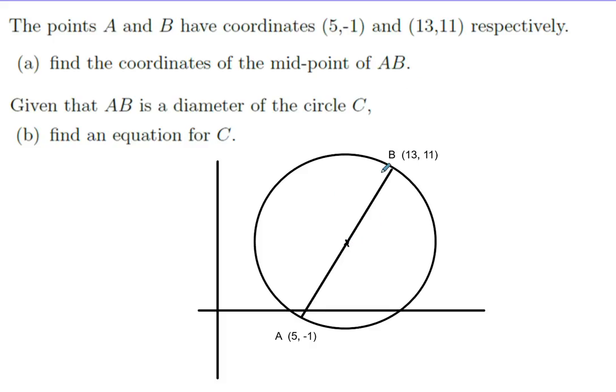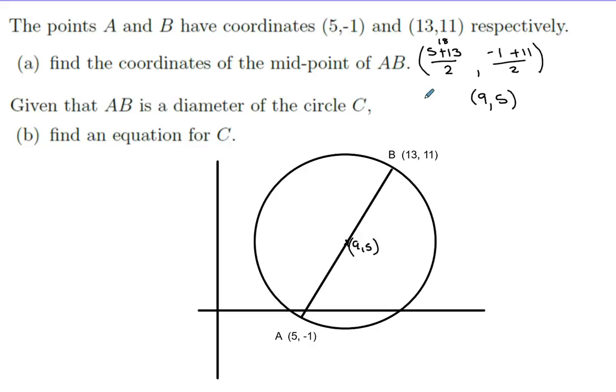You know how to find the number halfway between numbers. We just add and share. So you do 5 plus 13 divided by 2, and that will be your x coordinate, and you've got -1 plus 11 divided by 2. So that comes to 18, and 18 divided by 2 is 9. -1 plus 11 is 10, divided by 2 is 5. So you know your center is 9, 5.